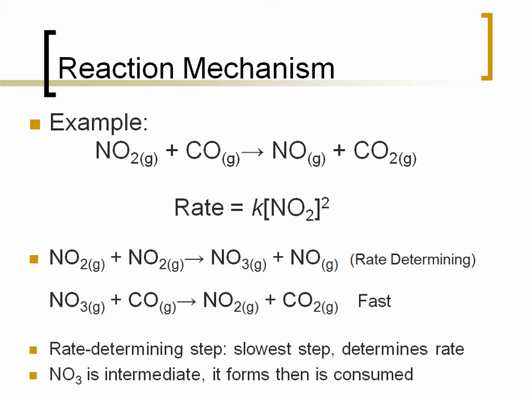One of the most useful pieces of information from this example of a mechanism is that you can determine the rate law from the slowest step. If you notice here, in the slowest step, I have two NO2 molecules. Well, look at my rate. I have NO2 squared. That is not by coincidence. You can always write your rate law from the slowest step. So the minute you see the slowest step in a reaction mechanism, you can immediately write your rate law from it. Because remember, rate is how fast a reaction goes. Your reaction can only be as fast as your slowest step. So since this is the rate determining step, you can write your rate law from the slowest step.